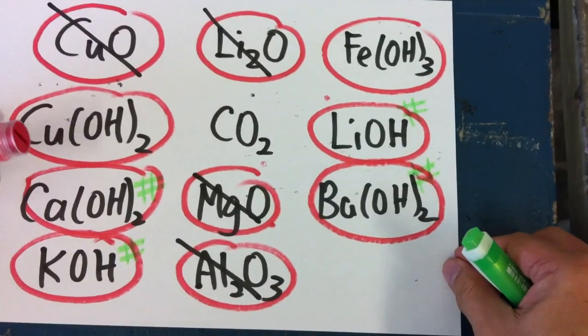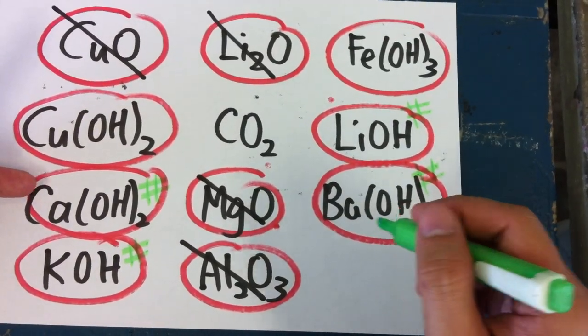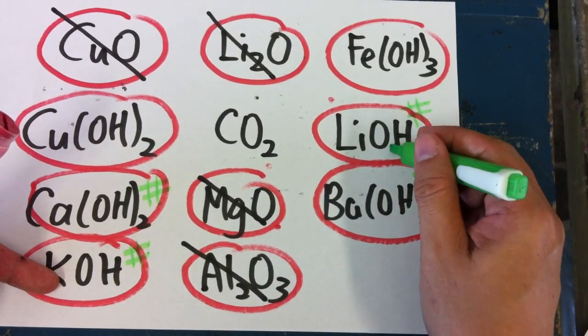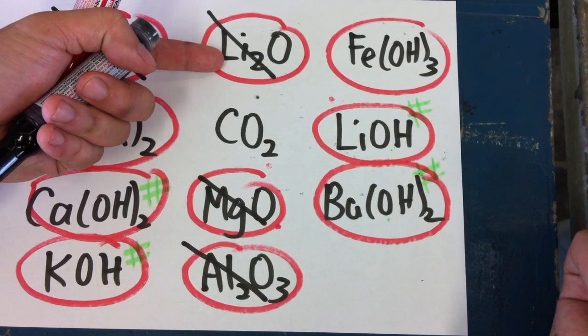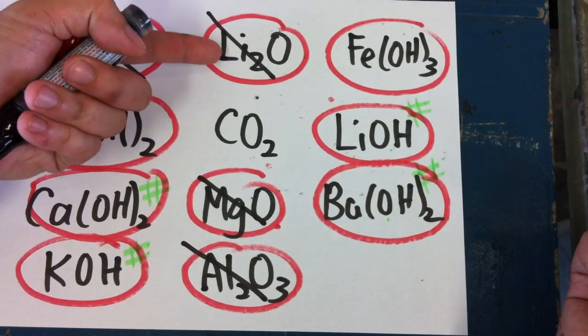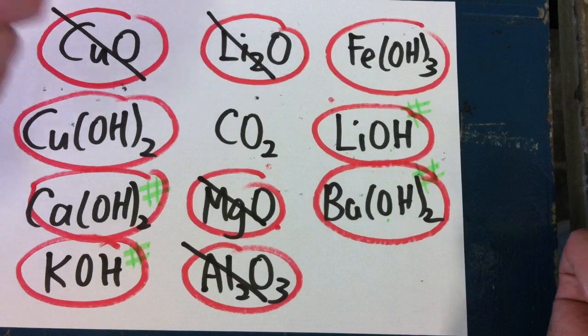So final answer: this is an alkaline, this is alkaline, this and this. Now this one is in group 1, but why is it not alkaline? It's not alkaline because it's not OH. It's an oxide.